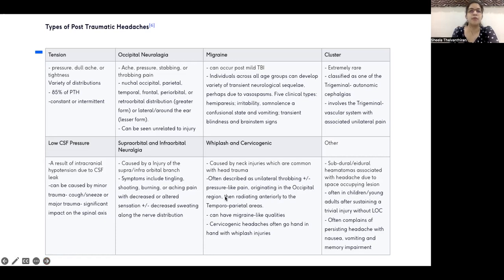And sometimes if you do have whiplash, they have a lot of neck pain that comes with that, and then it becomes a cervicogenic headache.